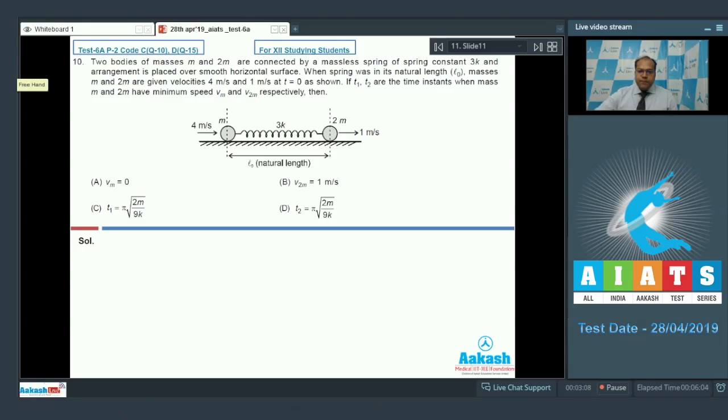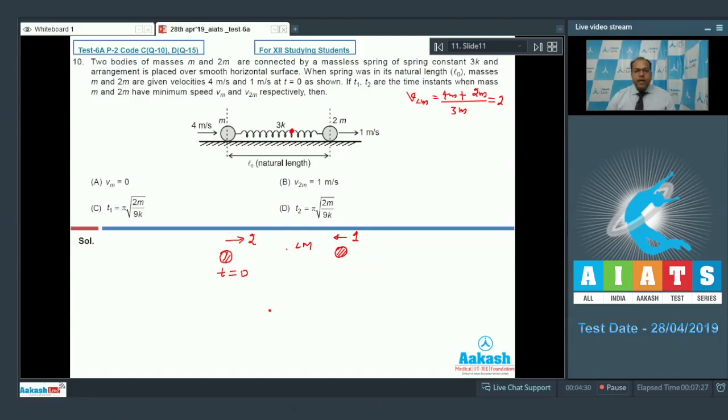So if I solve this problem in the frame of center of mass, then if I calculate the velocity of center of mass, it comes out to be (4 into m plus 2m into 1) divided by 3m. So it comes out to be 2 meter per second. So in the frame of center of mass, the velocity of m is 2 meter per second in this direction at t equal to 0, and the velocity of 2m mass is 1 meter per second in this direction at t equal to 0.